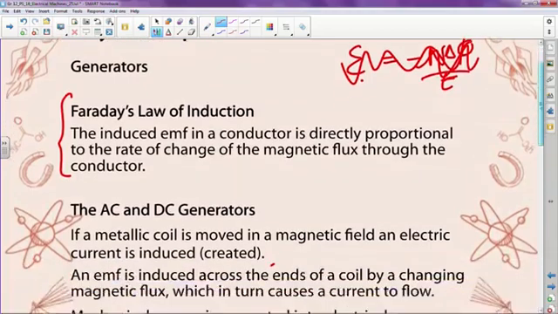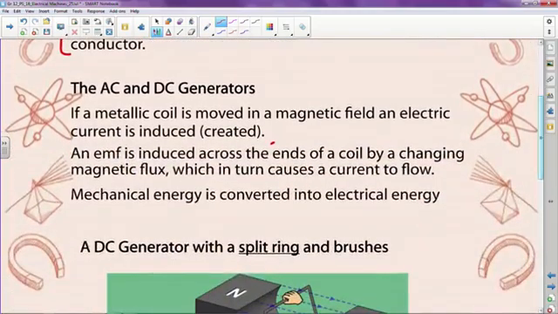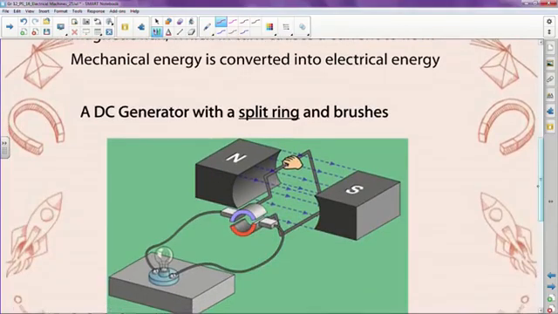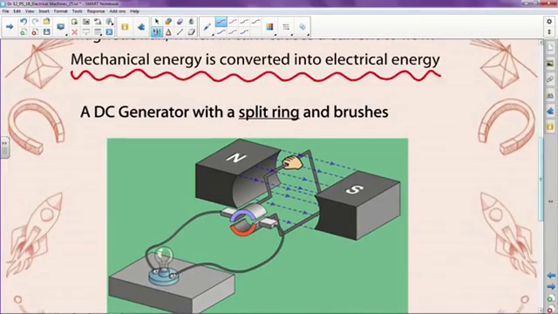Anyway, so we get AC and DC generators, and whether we move the metallic coil, which is what we will generally talk about, or we move the magnet, it doesn't matter, but we will do the coil moving, okay? Remember that the coil moves inside the magnetic field, and what's important here is that mechanical energy is converted into electrical. In a motor, electrical becomes mechanical.